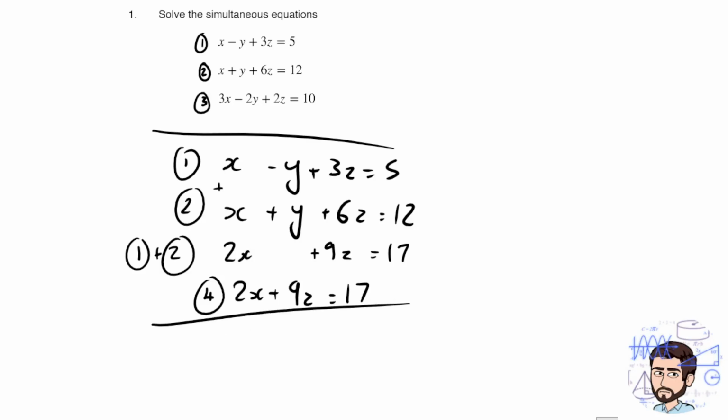So now, in order to get another equation, you have to pick two different equations. Originally I picked 1 and 2, so I have to pick two different ones. So this time I'm going to pick, I don't know, 2 and 3.